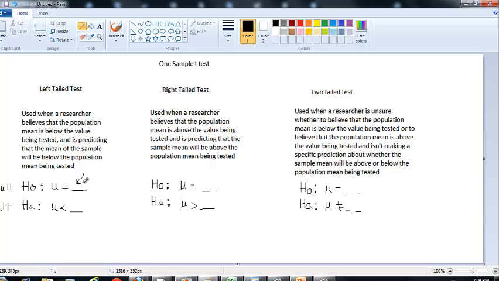In all of these, H0, or the null, is what they're hoping to reject. And HA, or the alternative, is what they're trying to support.